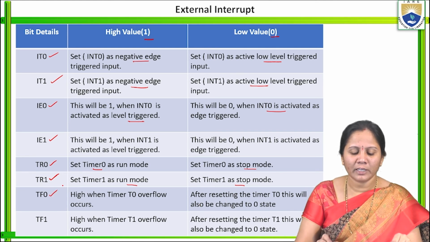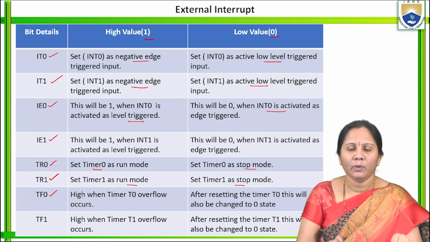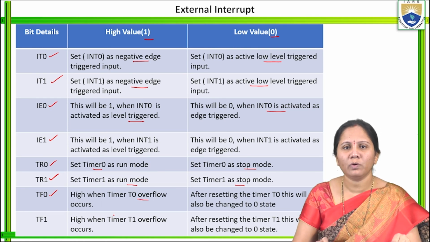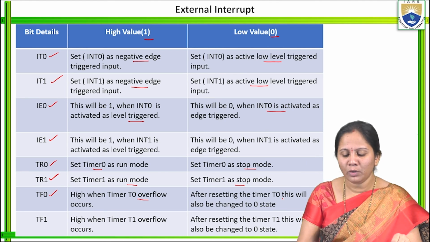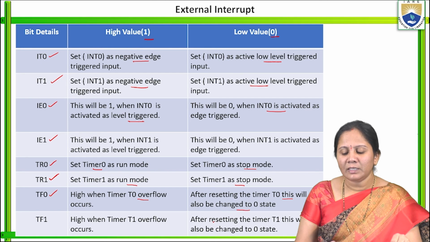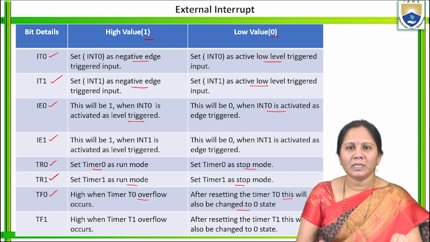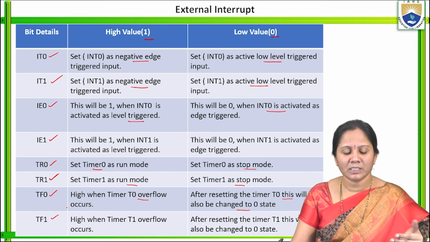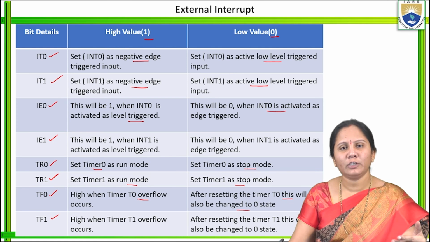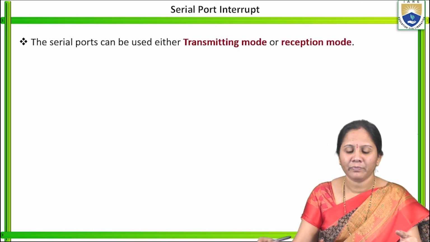Next bit is TF0. If the TF0 bit is 1, when the T0 overflow occurs, that means timer 0 overflow occurs. And TF0 bit will be 0 after resetting the timer 0. This will be changed to the 0 state. And coming to the TF1 bit, it is similar to the TF0 bit, but it is related to timer 1.